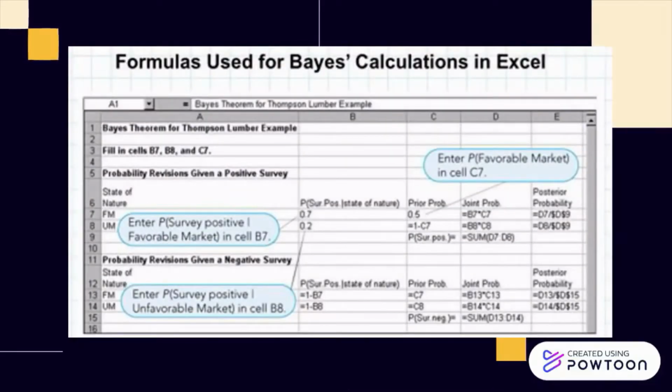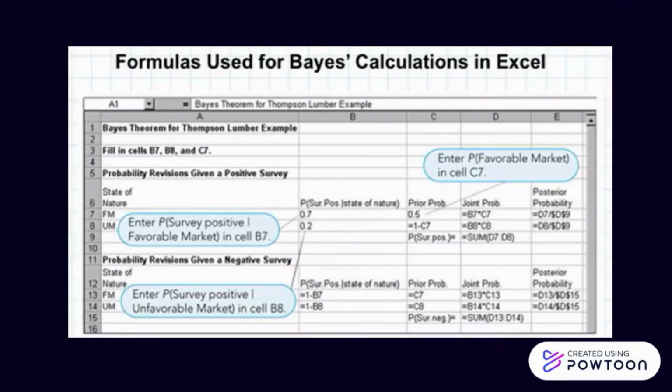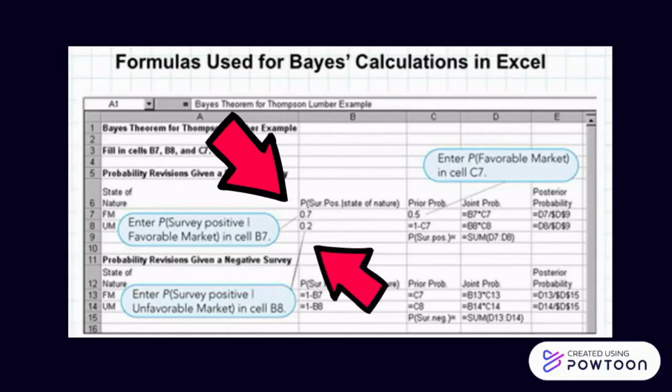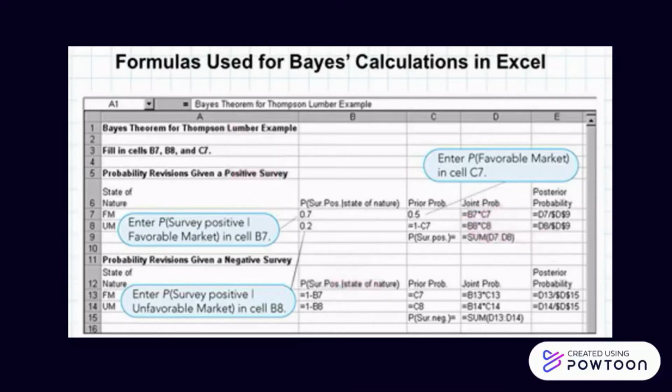We can create a simple formula for Bayes calculation using Excel. Considering that all your values are arranged in the same way as how it is being shown here, you can enter the probability of a survey positive in a favorable market in cell B7 and the unfavorable market in cell B8. You can input the probability value of a favorable market in cell C7. To create the formula, you can subtract the value of Fm and Um from 1.